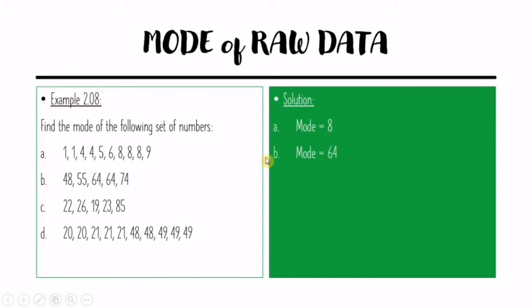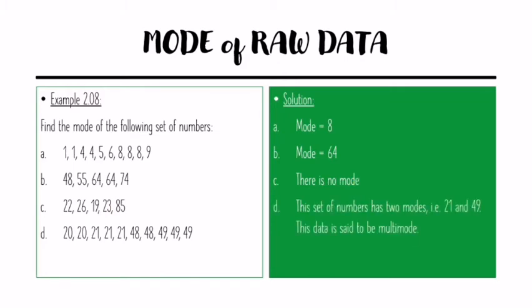For B, let's go through B: 48, 55, 64, 64, 74. So 48 is once, 55 is once, 64 is twice, 74 is once. So 64 is the mode because 64 happened twice. And then you have C: 22, 26, 90, 23, 85. No repetition whatsoever. Each element happened only once. So no mode.